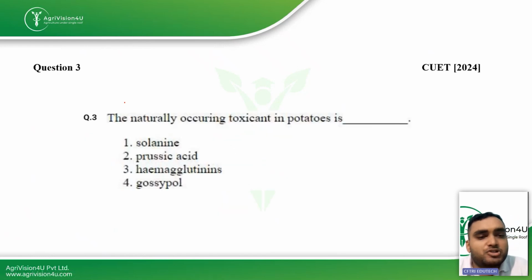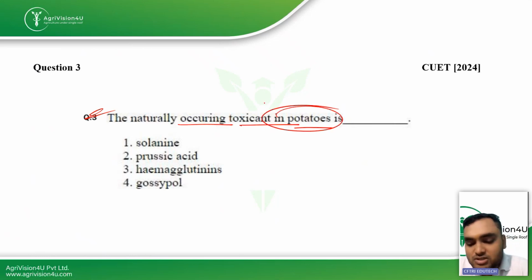Then the third question we have: naturally occurring toxicant in potatoes is. This is also a very common type of question in which they will ask which specific enzyme, which specific nutrient, or which specific toxicant is found in a particular food commodity. In potatoes, solanine is the naturally occurring toxicant which is usually found, and it has to be removed during processing. Otherwise, it will have a toxic effect in the end product.